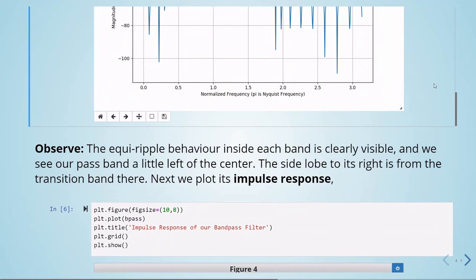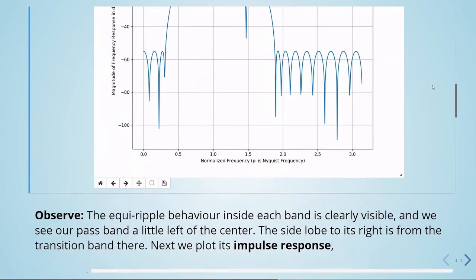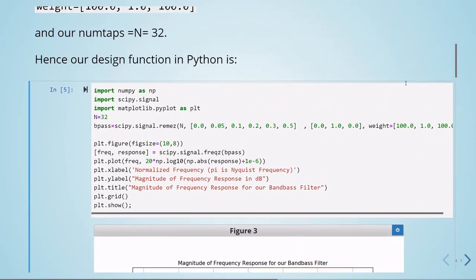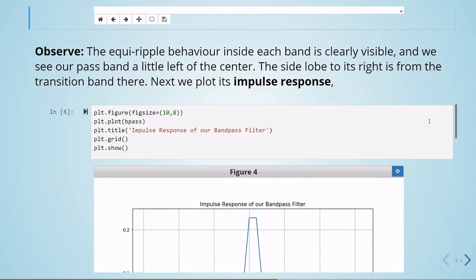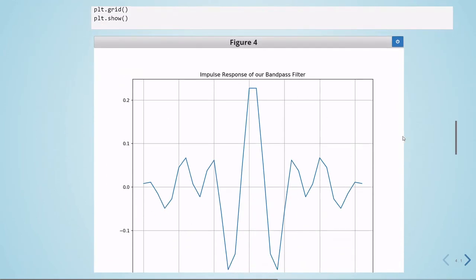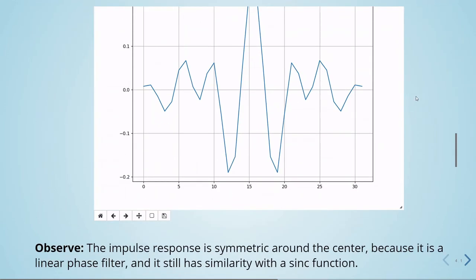And we can also plot the impulse response. So this b pass here is the impulse response. When we plot it, this is the impulse response of our bandpass filter, and we can see that the impulse response is symmetric around the center because it's a linear phase filter, and it still has a similarity with a sinc function.